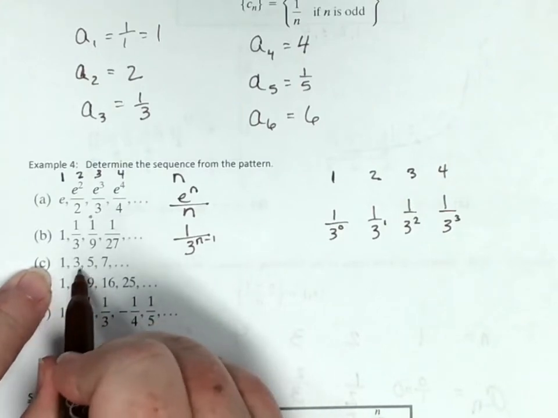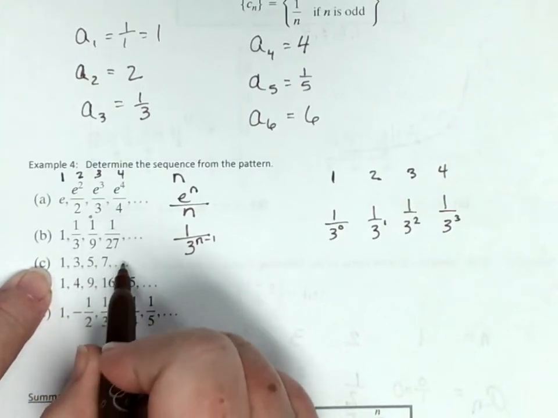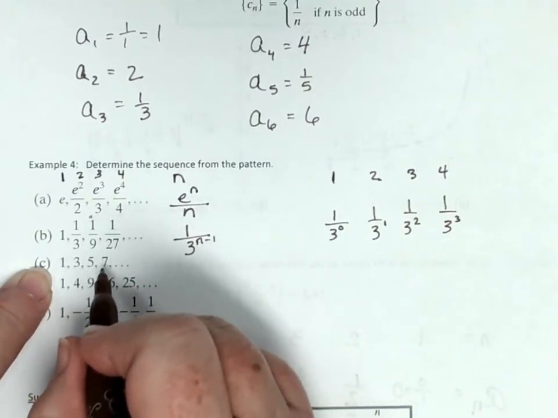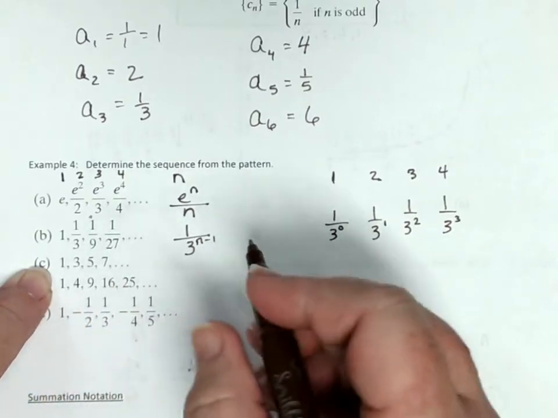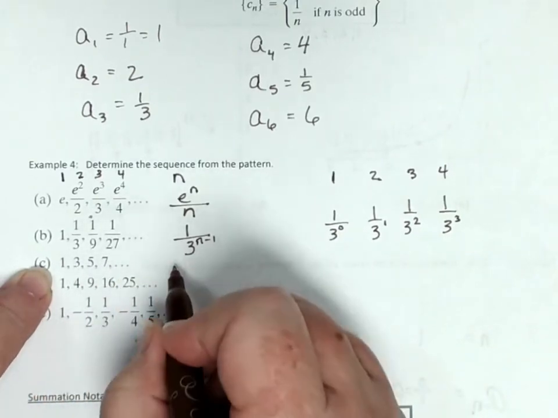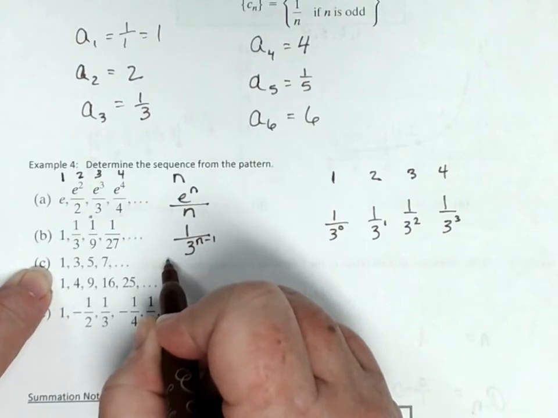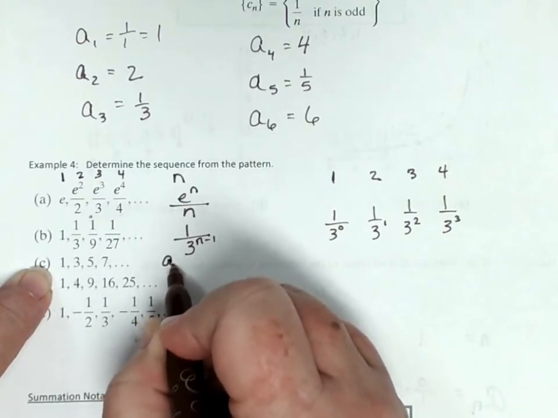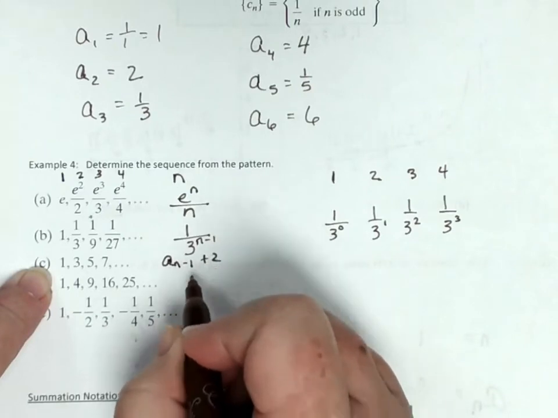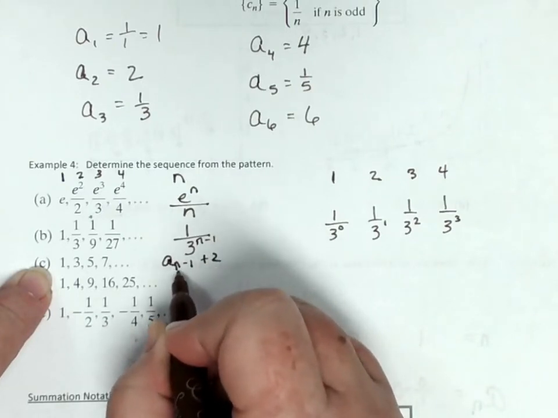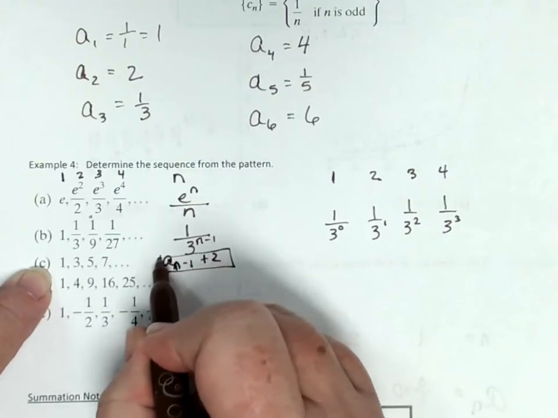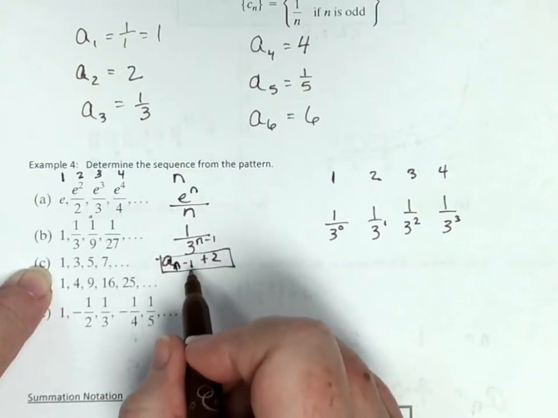Okay, what's happening to this one? We've got 1, 3, 5, 7. Now we know the next one's 9, 11. We're adding 2 each time. So we're going to take the number before it and add 2. So it's going to be the value of the number before it plus 2 more. That's called recursive notation, and some of us don't like that. So we don't have to write it that way.